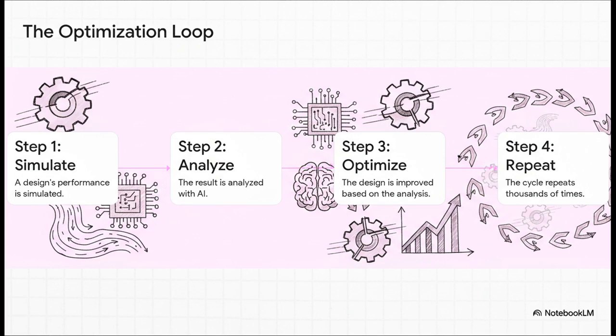And it all comes down to this really powerful loop. First, you simulate a design. Then an AI analyzes the result. Based on that analysis, the AI suggests an optimized version, maybe changing the shape of a tiny groove or tweaking the oil's properties. You simulate that new design, the AI analyzes it again, and the process repeats, maybe thousands of times. It's how you find the absolute best design possible, something you could never do with physical prototypes alone.